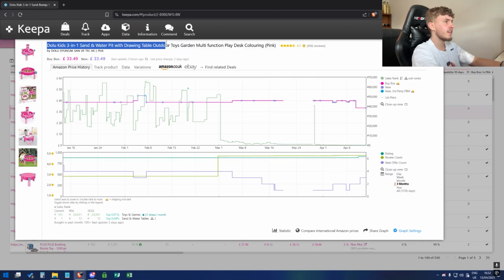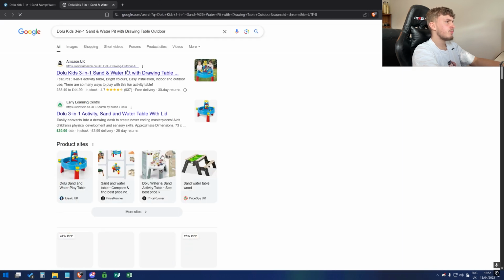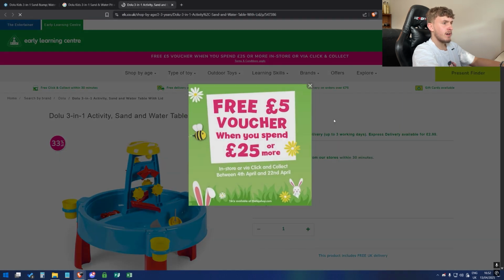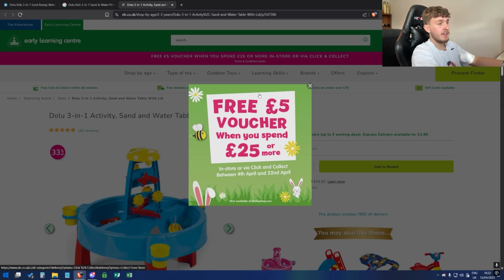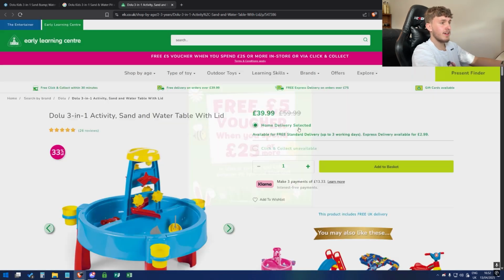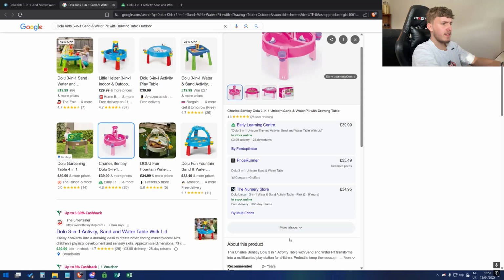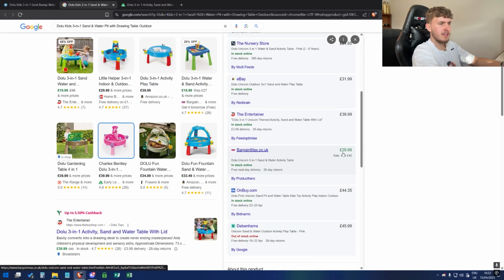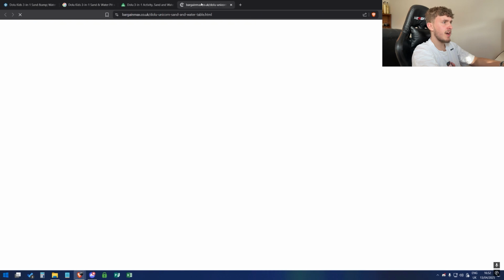So we've got this drawing table. See, it's at ELC for actually a more expensive price, but you can get a voucher code and stuff like that, so that kind of brings it down a little bit. But yeah, there's a few different places. Got the nursery store, Entertainer, Bargain Max. It seems to be the cheapest. I think it's on sale right now.